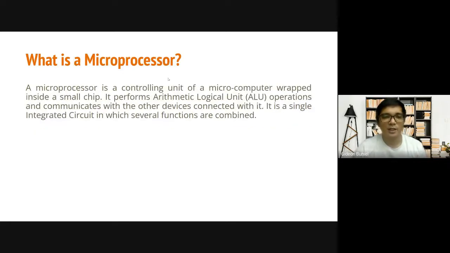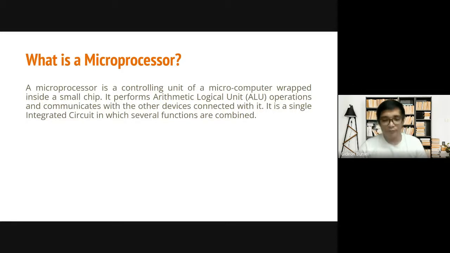Now let's talk about microprocessor. A microprocessor is a controlling unit of a microcomputer wrapped inside a small chip. It performs arithmetic logic unit, or the ALU, operations, and communicates with the other devices connected with it. It is a single integrated circuit in which several functions are combined.